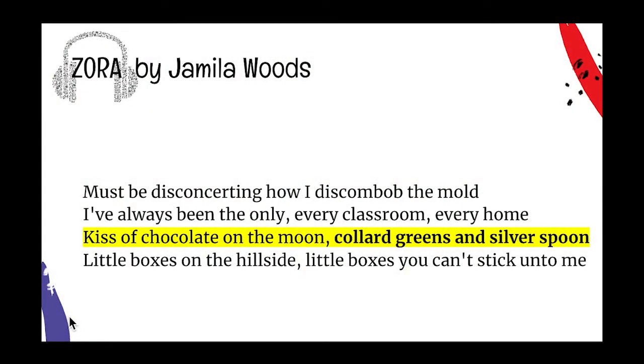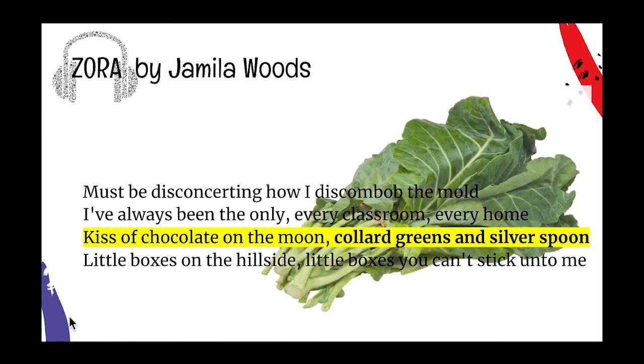If we think about race, does this relate to the image of the chocolate on the moon? What might the author be trying to get us to understand more deeply? Now, let's look at symbolism. Collard greens and silver spoon. What associations do you know about collard greens? You may need to do a little research if you're unfamiliar with collards. Who eats them? When are they eaten? How are they eaten? Who are they eaten with?